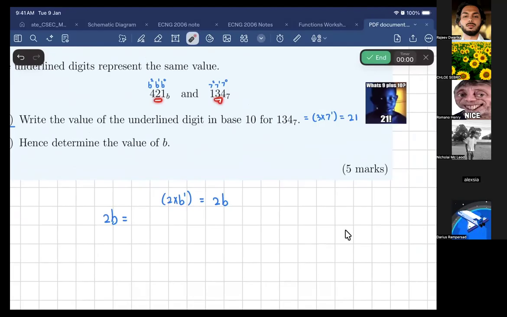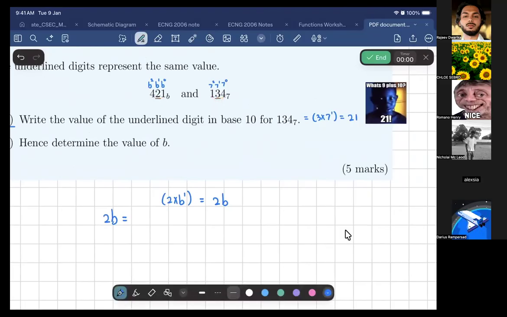Well, I don't know if it's right. Give it a shot. So since both of them are in the same place, and I've converted both of them to base 10, then I could put them equal to each other. So I could say 2B is equal to 21.